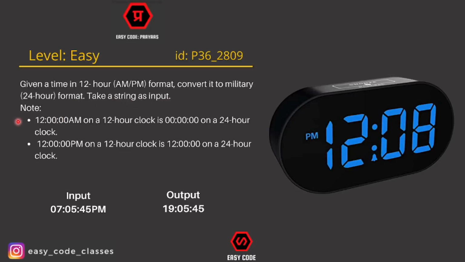The note states that 12 AM on a 12-hour clock is 00 on a 24-hour clock, and 12 PM on a 12-hour clock is 12:00 on a 24-hour clock. The sample input is 7 hours, 5 minutes and 45 seconds PM, and the expected output must be 19 hours, 5 minutes and 45 seconds, that is in the military or the 24-hour format.